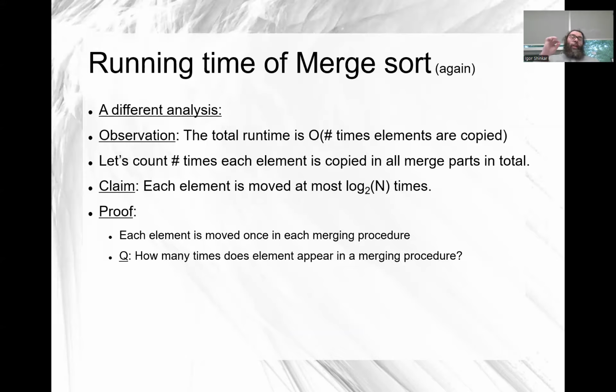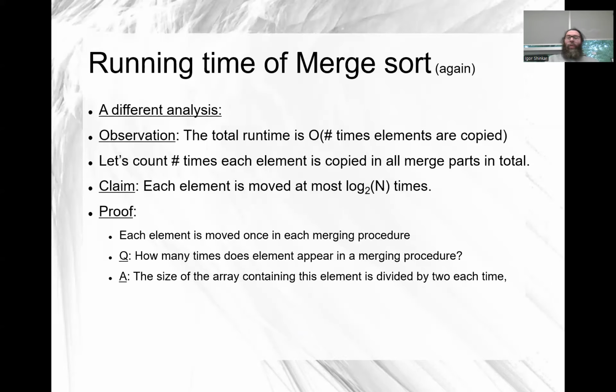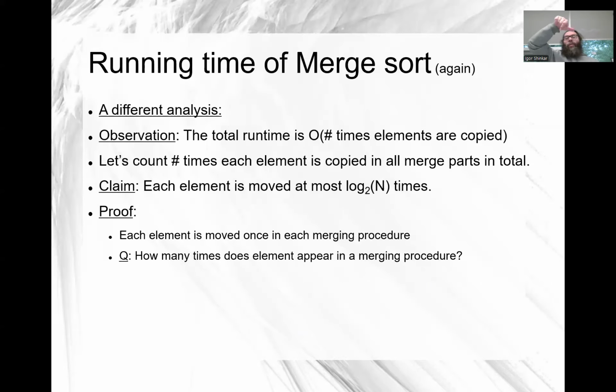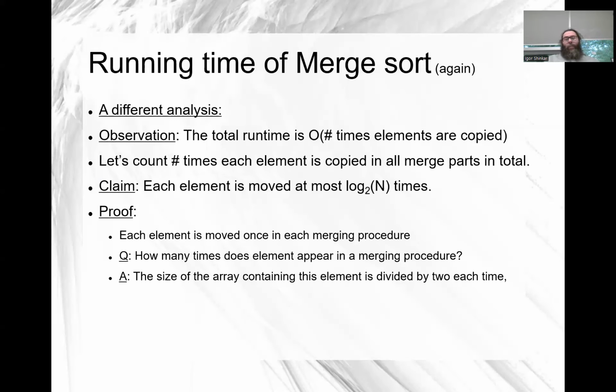So here is a question. Look at a particular element, A in position 9. In how many different merging procedures does it appear? Well, let's see. First, it appears in the merging procedure for length n, right? Then we divide the array into two halves, and this element appears either in this half or in this half.